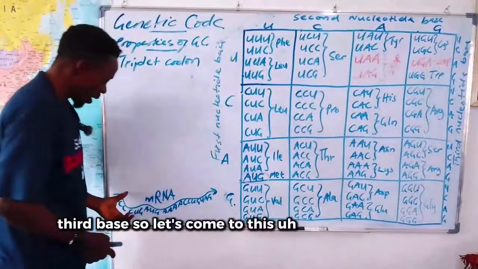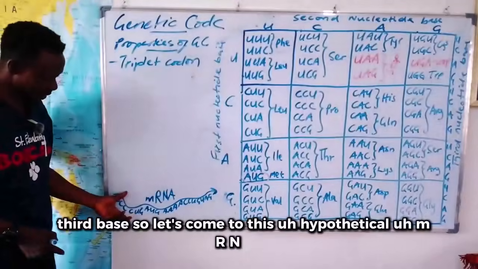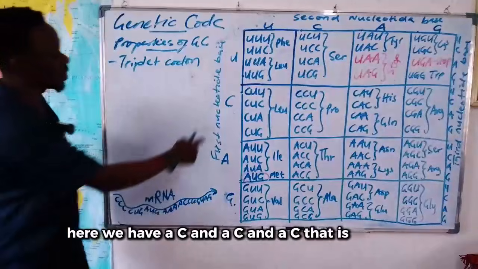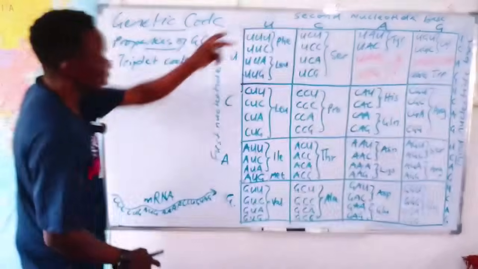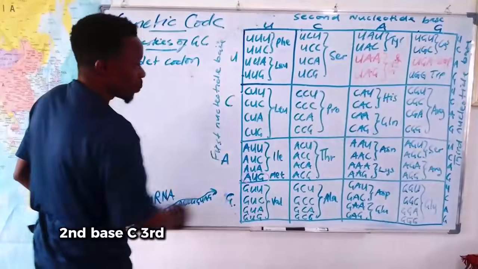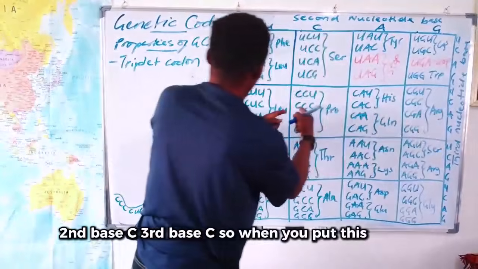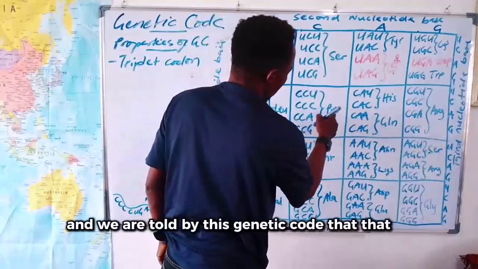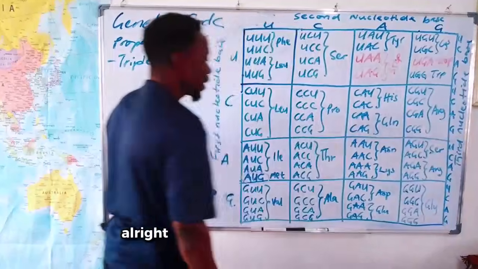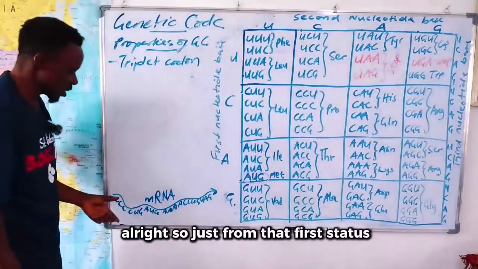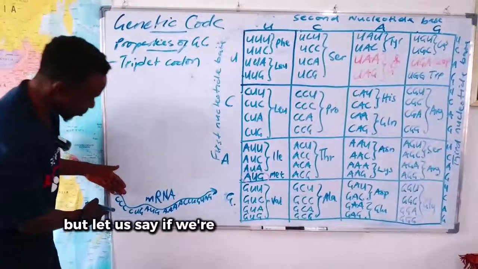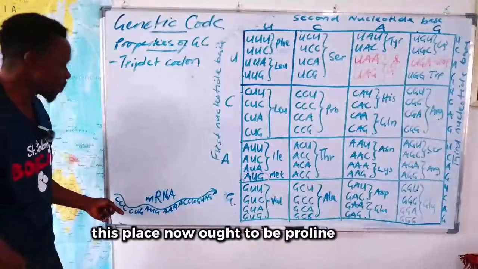So let's come to this hypothetical mRNA here. Here we have a C and a C and a C, that is first base C, second base C, third base C. When you put this together, that gives you CCC, and we are told by this genetic code that that will give you proline. All right. So just from that first status, even though that is not supposed to be our first protein, if we are following this serially, this place now ought to be proline.